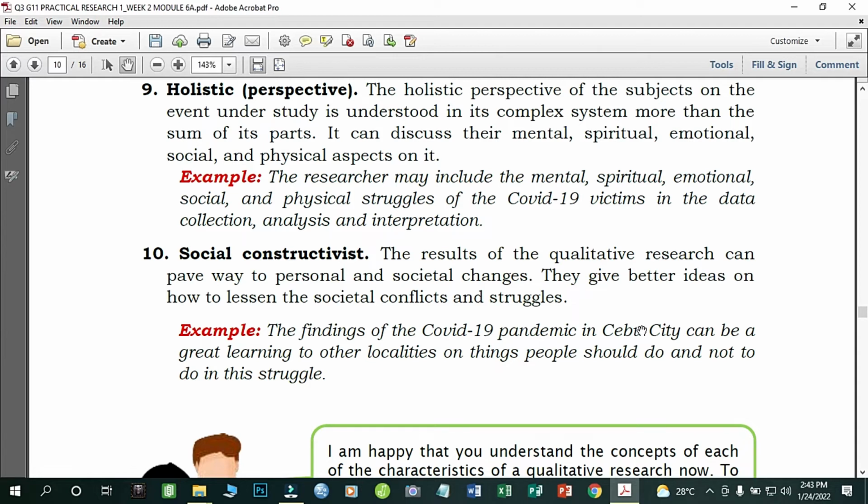So the findings of the COVID-19 pandemic in Cebu City can be great learning for other localities on the things people should do and not do in this struggle. Okay? So this is important in qualitative research because it's a subjective approach, so it has an in-depth understanding of the issue of your topic. By this, it can help a lot of people because it gives more emphasis on the meaning or experiences in this COVID-19 pandemic. So by this, many people will learn what COVID-19 is and how to avoid it. Okay?